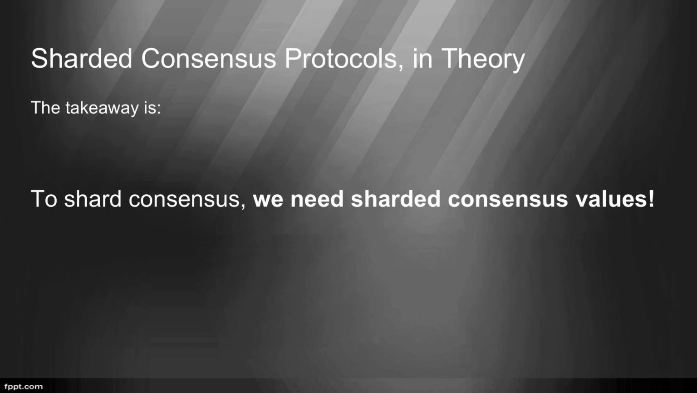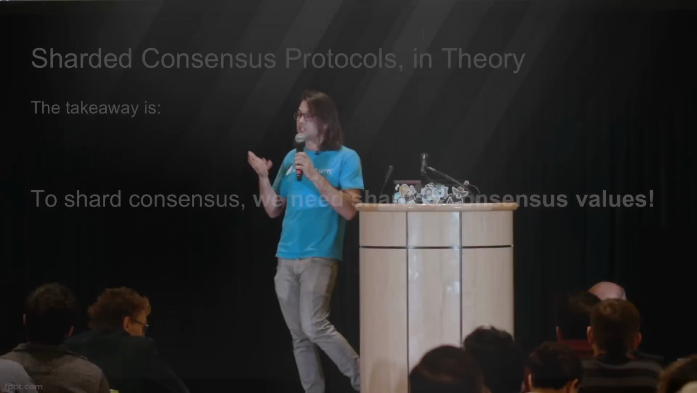So what we really need is a sharded consensus value. Having a sharded consensus value is a prerequisite to having a sharded consensus protocol. You really need to have a notion that your consensus value has multiple parts. It's fundamental.